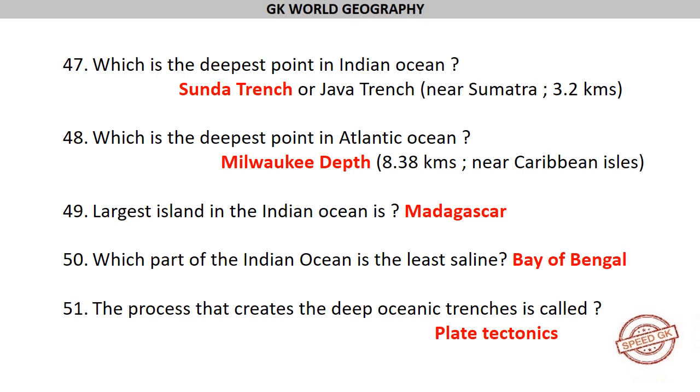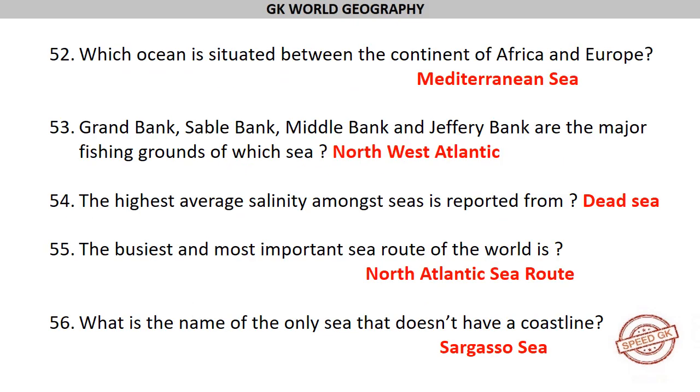Which part of the Indian Ocean is the least saline? Bay of Bengal. The process that creates the deep oceanic trenches is called plate tectonics. Which ocean is situated between the continent of Africa and Europe? Mediterranean Sea. Grand Bank, Sable Bank, Middle Bank and Jeffrey Bank are the major fishing grounds of which sea? Northwest Atlantic. The highest average salinity amongst seas is reported from Dead Sea.